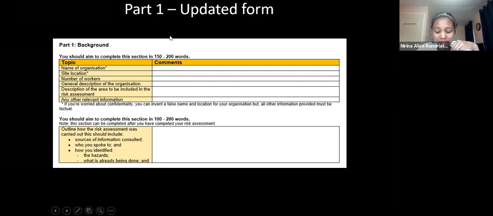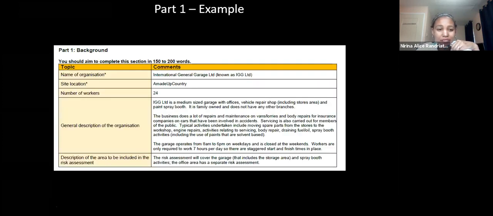So how does it look once you fill it up? I just took a screenshot from the sample provided by NEBOSH. The sample, like I said, is available on the NEBOSH website, so you can download it from there. So it looks like this once you fill it up.